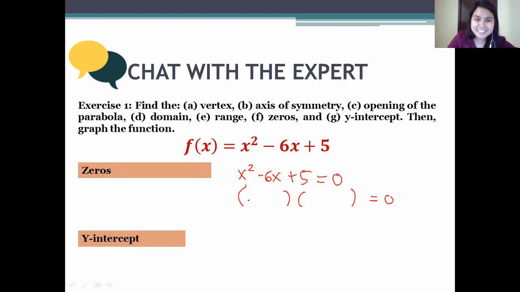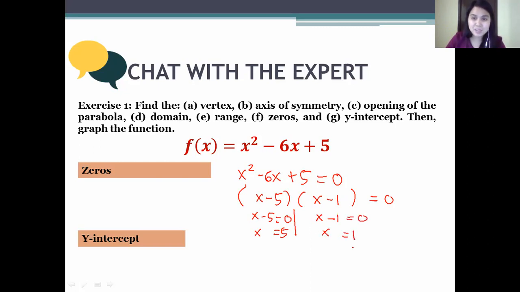Here, Ali got it first. We have x minus 5 and x minus 1. Congratulations, Ali. Now, the roots: x minus 5 equals 0, so x equals 5. The other, x minus 1 equals 0, so x is equal to 1. So our zeros are 5 and 1.